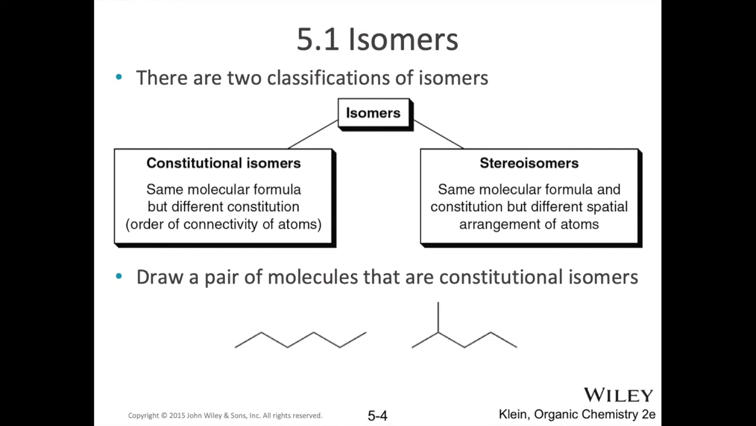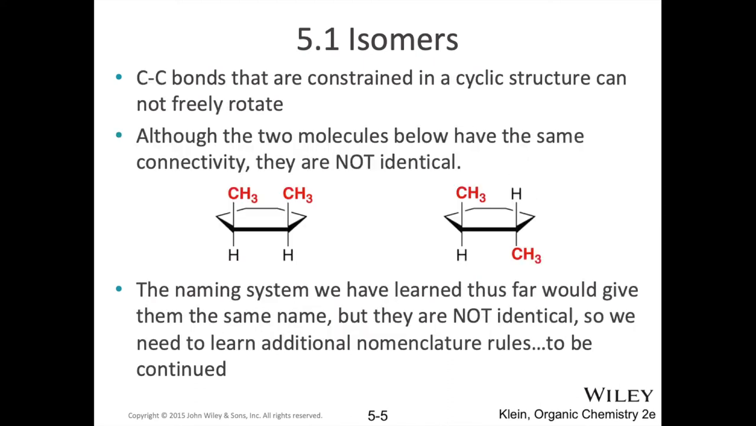So for example, here we have hexane, right? We've got 6 carbons connected in a string, so that's a hexane molecule. And here we have 2-methylpentane. Now, both of these have the molecular formula C6H14, but clearly they're not the same molecule. And this is what makes them constitutional isomers, because of the way those carbons are connected together.